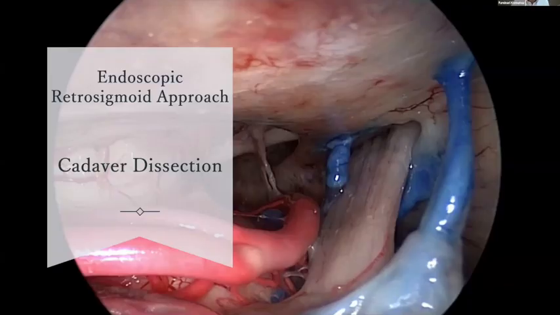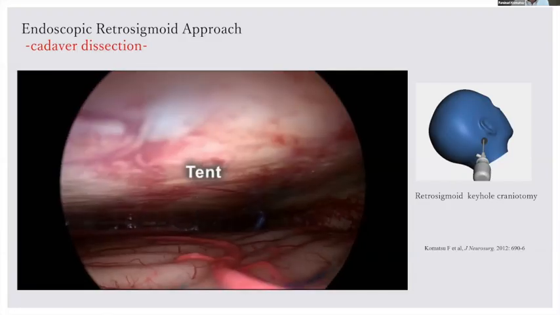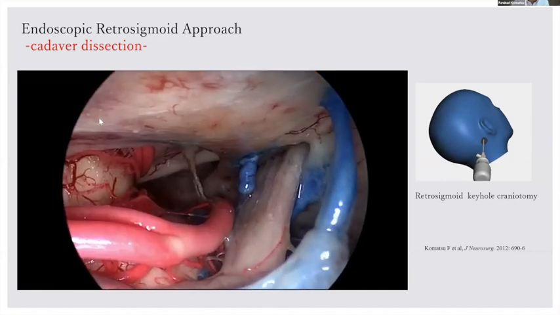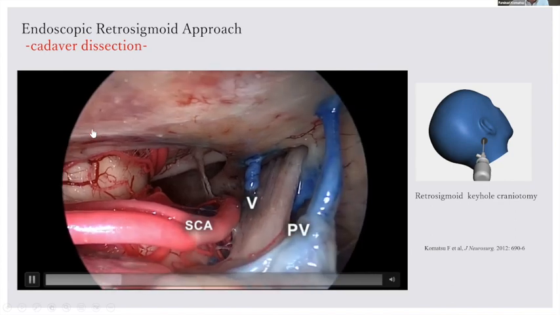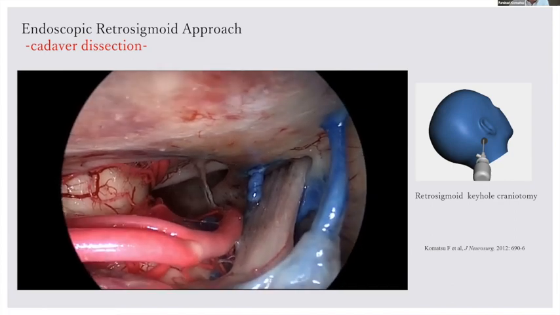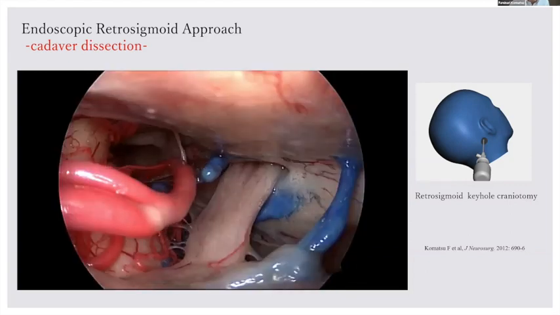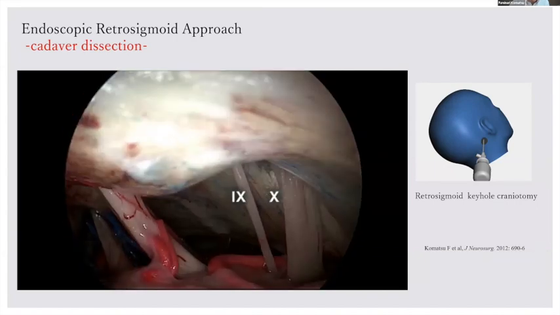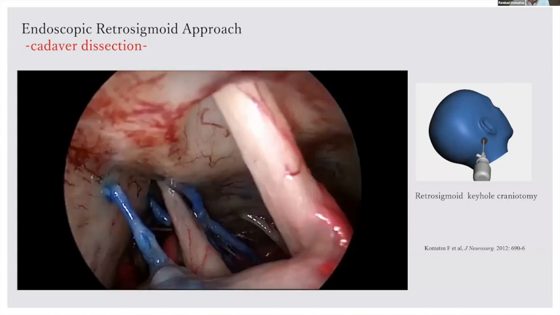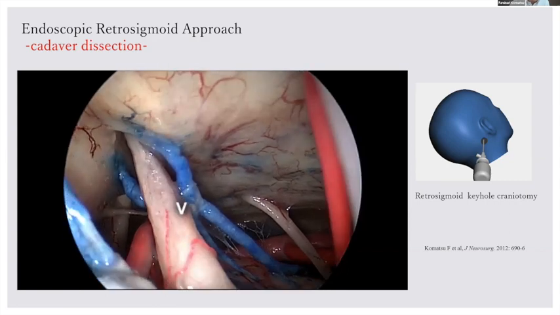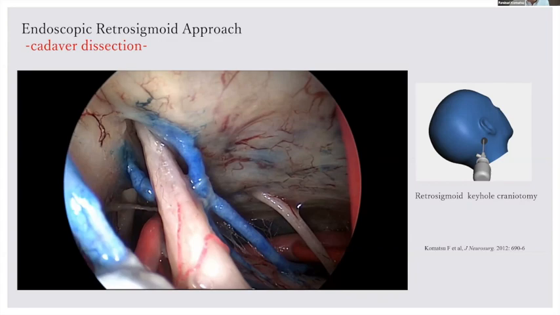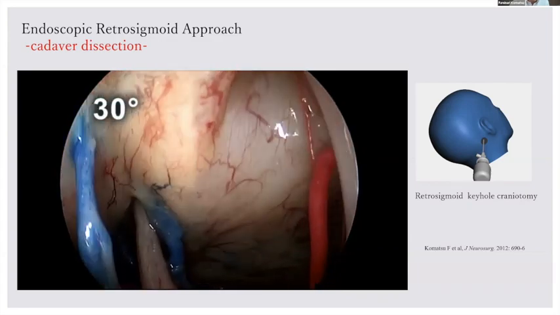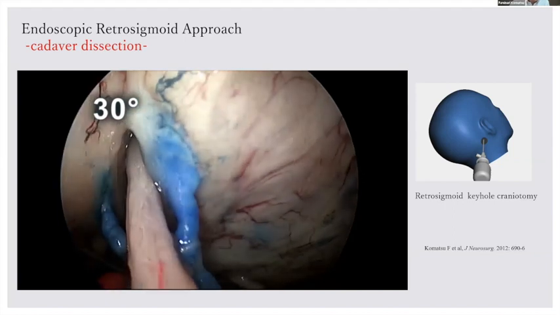First, I show the cadaver dissection of the trigeminal nerve through the endoscopic retrosigmoid approach. First, the endoscope proceeds to the tentorial surface of the cerebellum. We can see the trigeminal nerve, SCA, and the petrosal vein, and third and fourth nerve as well. And the 30 degree endoscope is then applied. We can see the better relationship. And this is the petrosal surface of the cerebellum. And this is the trigeminal nerve. Also, we can see the sixth nerve and the basilar artery. And also with the 30 degree endoscope, the Meckel's cave is well visualized.